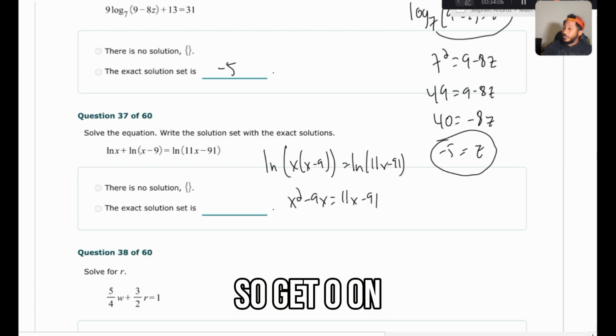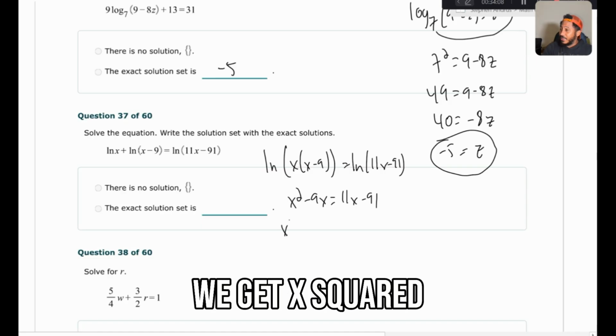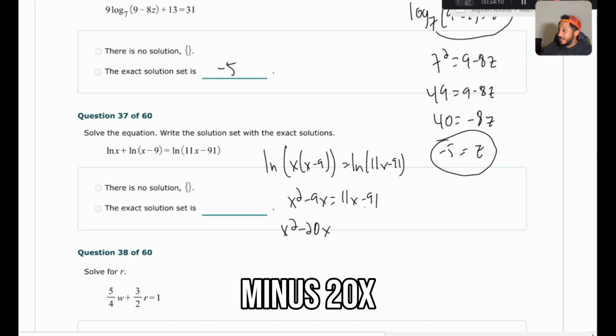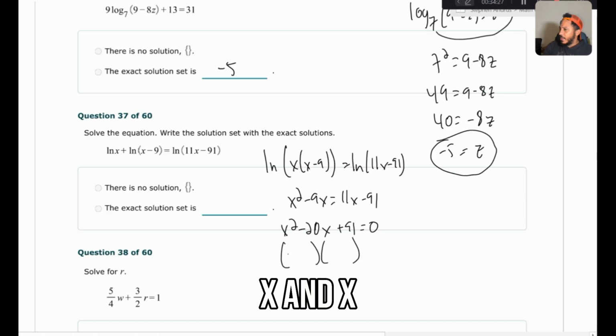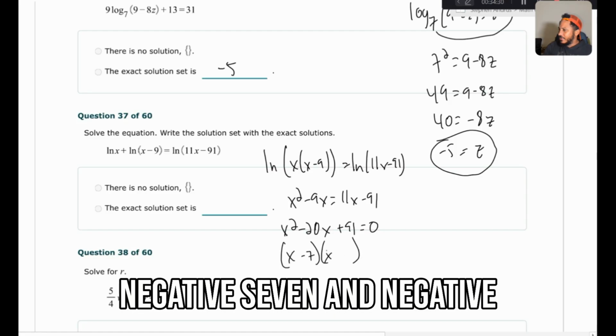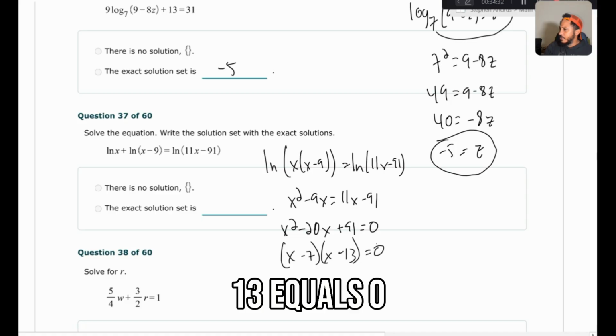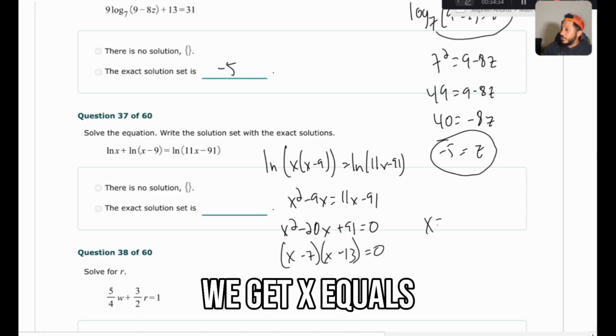Now it's quadratic, so get 0 on one side. Subtracting 11x, we get x squared minus 20x. Adding 91, we get plus 91 equals 0. And now we can try factoring, double bubble. x and x, I think negative 7 and negative 13 equals 0. Now setting each factor equal to 0, we get x equals 7 and 13.